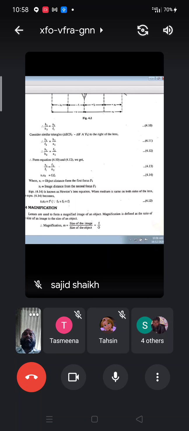After doing all this, we will get the equation x1 upon f1 is equal to f2 upon x2, that is, x1 x2 is equal to f1 f2. This equation is called Newton's lens equation. x1 and x2 are the object distance and the image distance respectively from the respective focuses. When the medium is the same on both sides of the lens, the equation becomes x1 x2 is equal to f squared, since f1 f2 is equal to f. That's why this equation will be there.